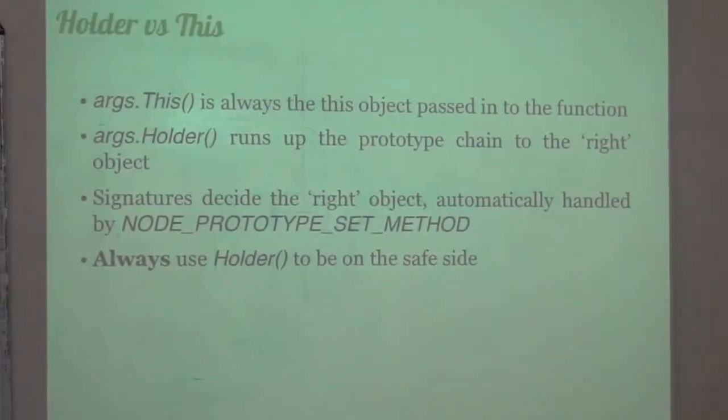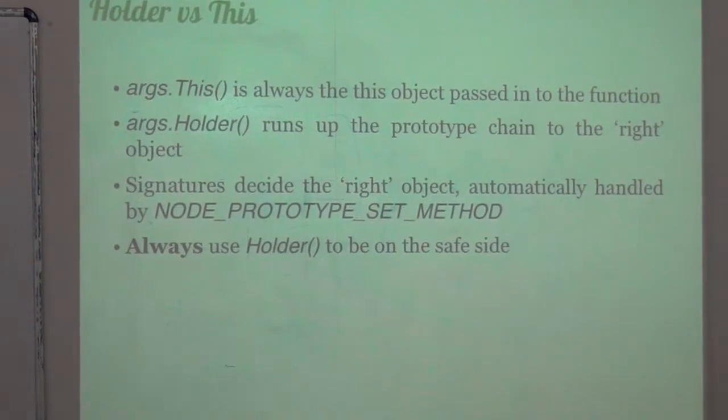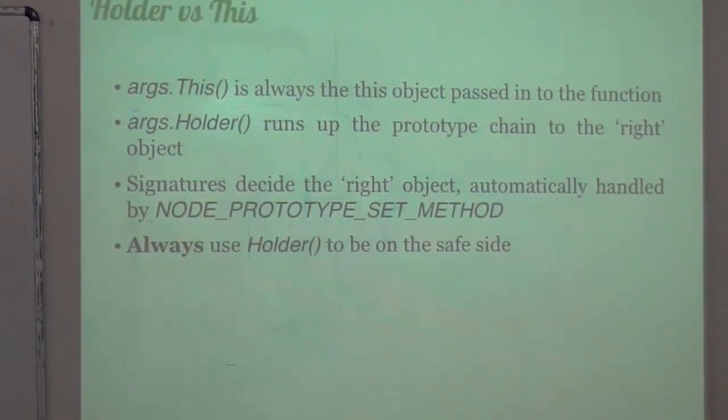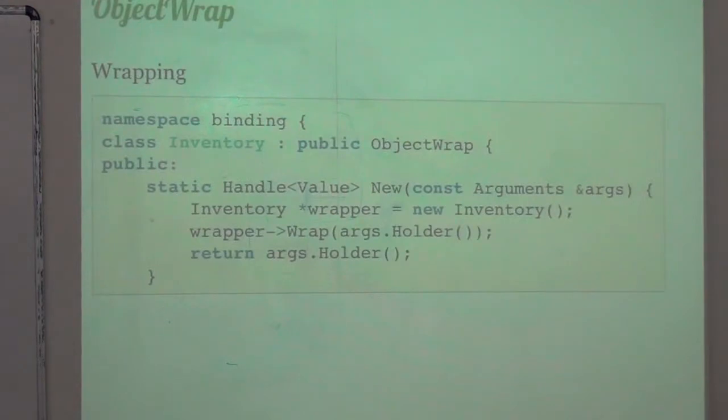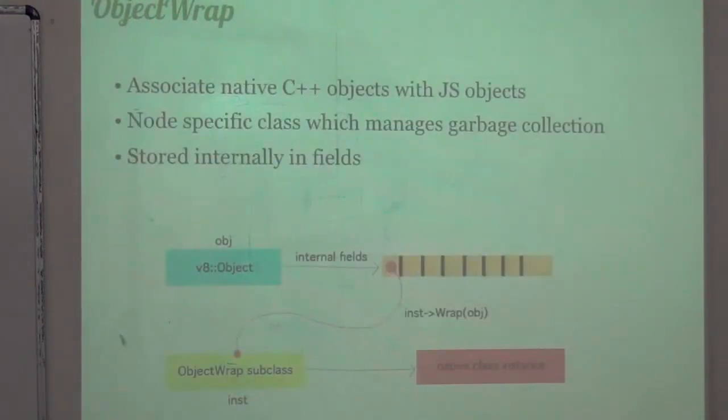And this is where NODE_SET_PROTOTYPE_METHOD, I told you, don't directly go and set the prototype template, right? What NODE_SET_PROTOTYPE_METHOD does is it uses something called a signature in V8. I'm not going to go into the details of that, but basically NODE_SET_PROTOTYPE_METHOD combined with using Holder will ensure that it gets called on the right class and right object in the prototype chain, right? So you can always use Holder. I'm not saying use This in certain cases, use Holder in certain cases. It's preferable to always use Holder itself, right? So getting back to the wrapper, what I've done is now I've wrapped this instance in my wrapper so that this link here is established, okay?